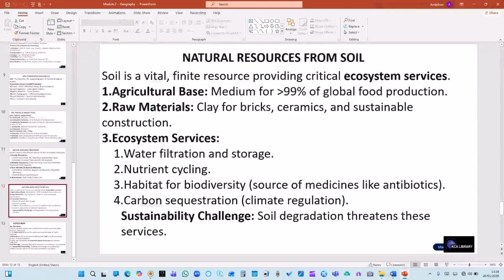Now, raw materials can also be extracted from soil, like clay for bricks, ceramics, and sustainable construction. Then there are ecosystem services such as water filtration and storage, nutrient recycling, habitat for biodiversity, which is a source of medicine like antibiotics, and carbon sequestration, that is climate regulation. Sustainability challenge: soil degradation threatens these services.